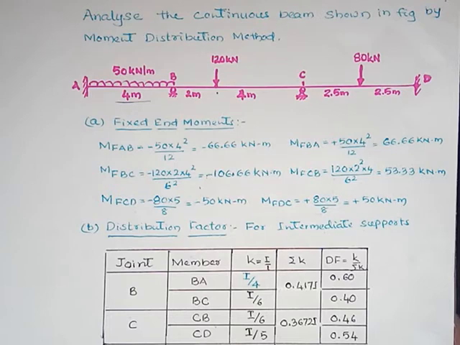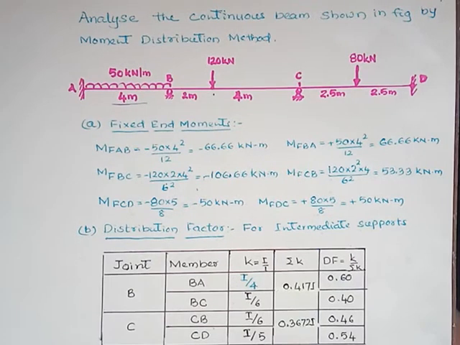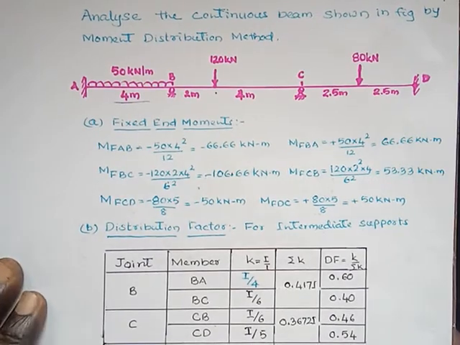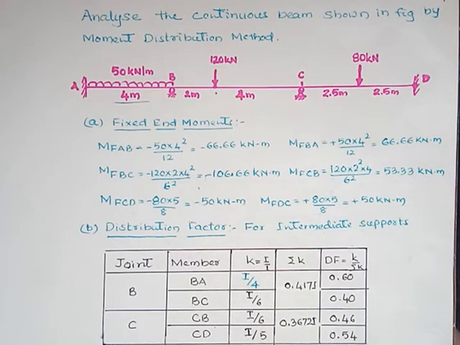Balance means adding or subtracting a moment of the same magnitude with opposite sign. Here this unbalanced moment is minus 40, so we have to add plus 40. Plus 40 into 0.6 is 24 for BA. Plus 40 into 0.4 is 16 for BC. Then come to the next joint.